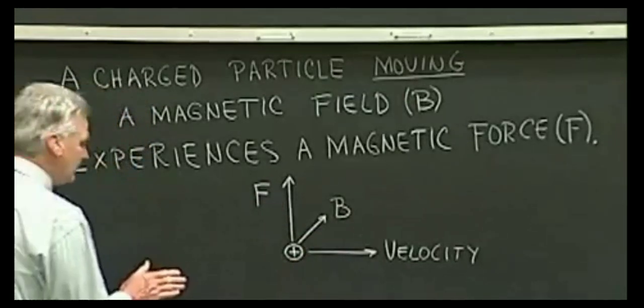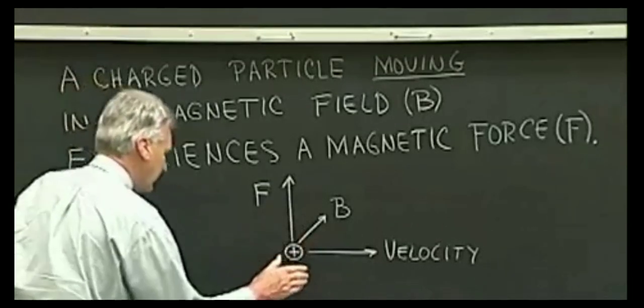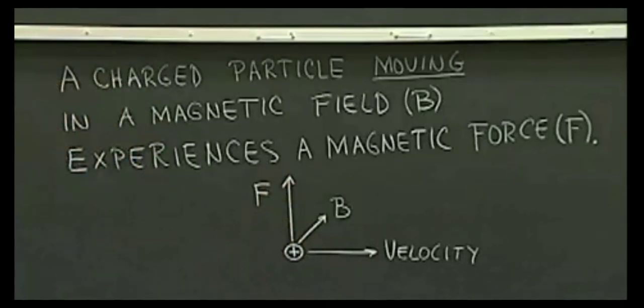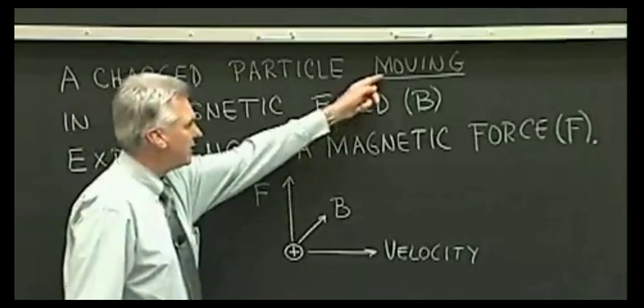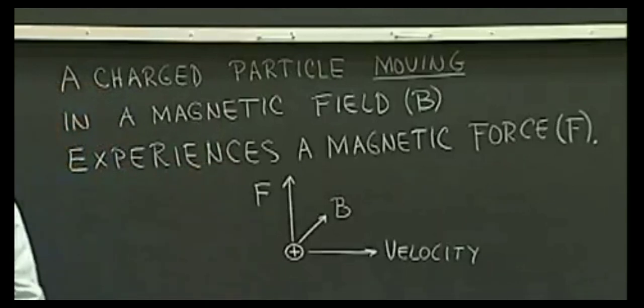In this case, if the velocity of the charged particle is to the right and it's a positive charge, and if there's a magnetic field inward, then there will be an upward force on that charged particle. Again, there has to be a charged particle, it has to be moving, it has to be in a magnetic field in order to experience a classical magnetic force.